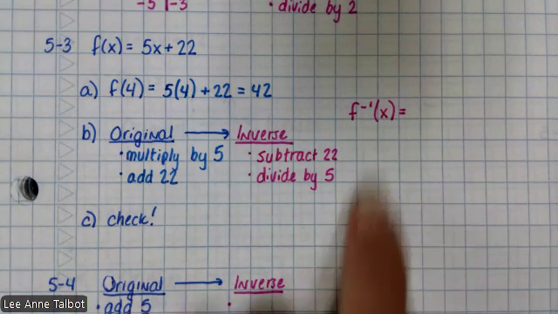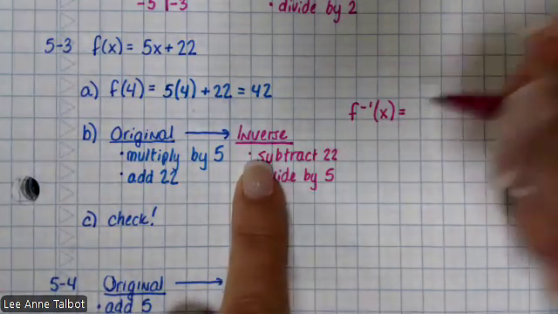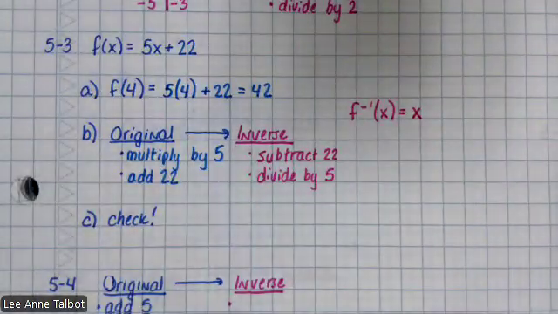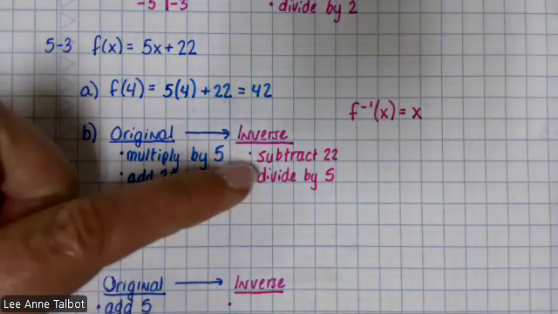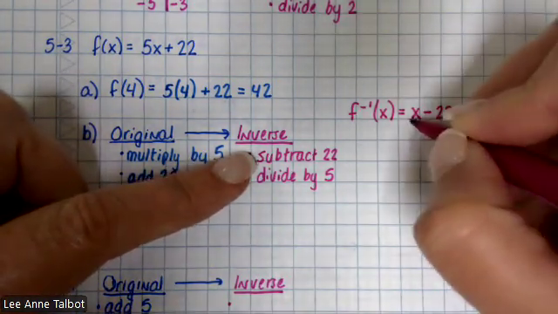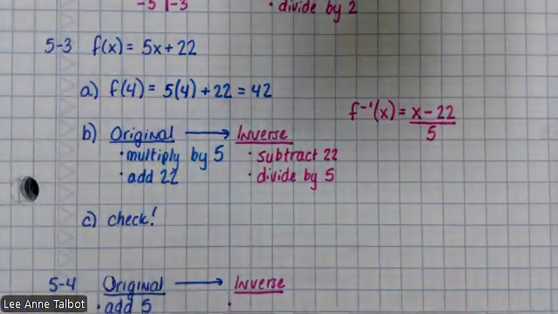Okay, now when you're writing the inverse, again, you have to start with an x because you have to have something to do the steps to. And then follow the steps. Subtract 22, divide by 5 on everything. On everything.